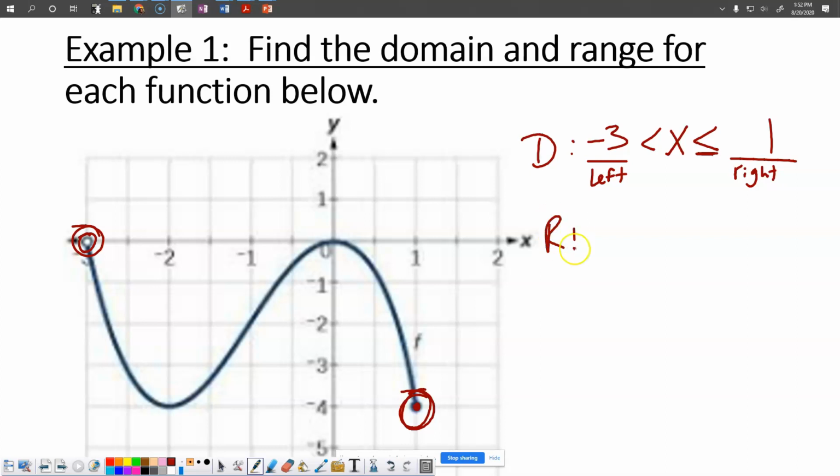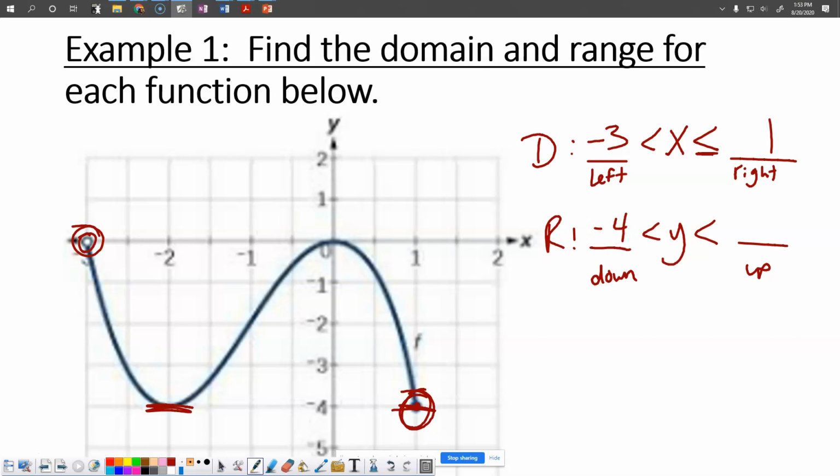The range is pretty similar. It's just that instead of right and left, we're looking at up and down. Oh, I did it backwards though. On the left side, we do down. So, looking at this graph, what's the lowest point on the graph? In other words, how far down does this graph go? Well, the lowest point is here or here. It doesn't matter which one you pick because they're the same. They both have the same y value. What's the y value? It's -4.